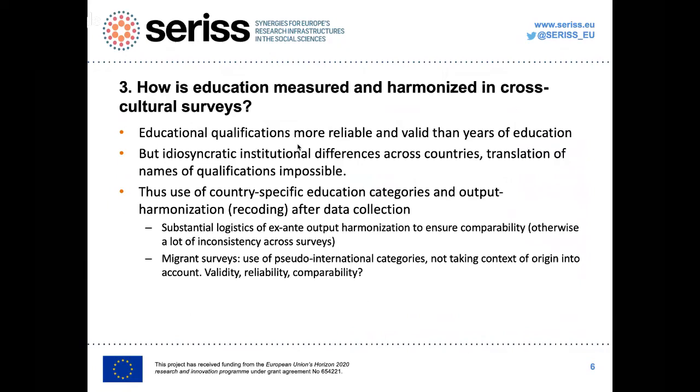So very often migrant surveys use pseudo-international categories using terms like primary or secondary education or higher education, which can, however, be interpreted quite differently across people from different origin countries. So there is always the question of how valid, reliable, and comparable the resulting data are.